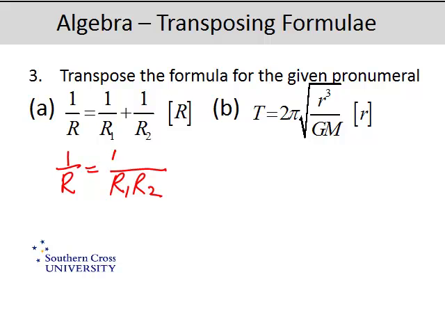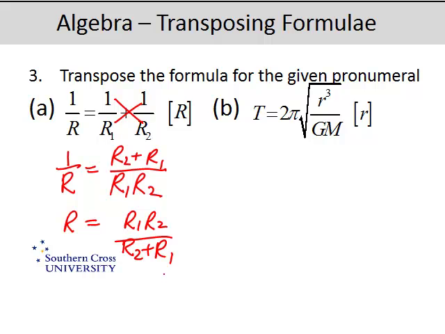And on the top we'll get R2 plus R1. Okay, so when you add fractions, the new denominator is usually made up of multiplying the old ones, and then you've got this effect. That times that and that times that gives those two top terms. Now we can take the reciprocal of both sides and the question's solved because we've made R the subject.